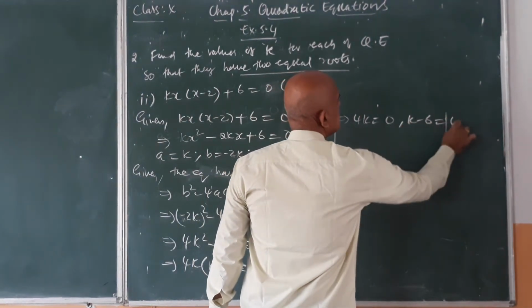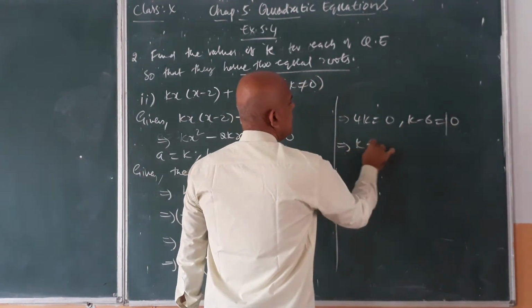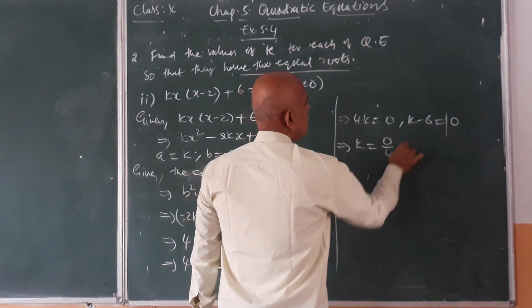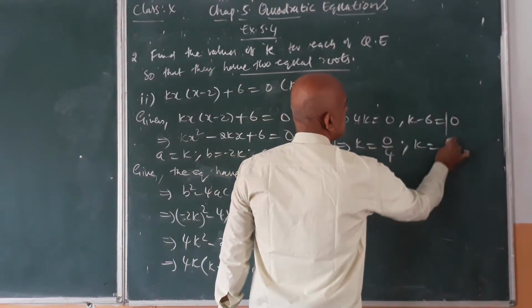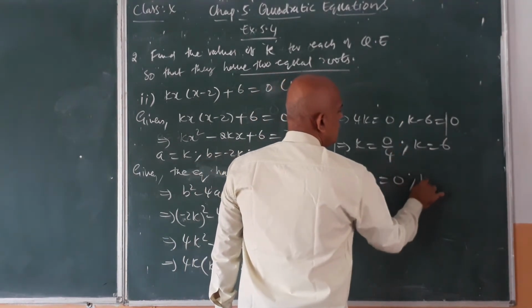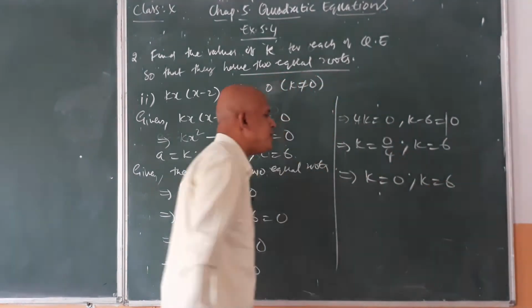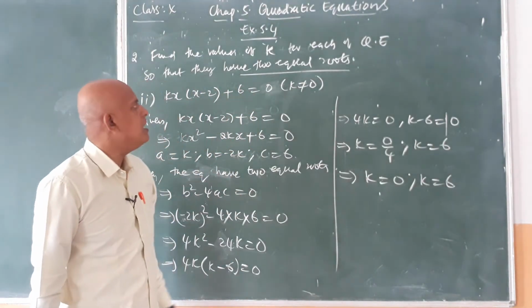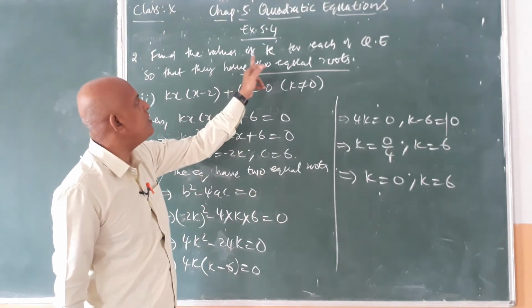k minus 6 is equal to 0, which implies k is equal to 6. And k is equal to minus 6 comes 6 plus 6, which implies k value is 0. So there are two possible values for k, because they ask you to find the values of k.